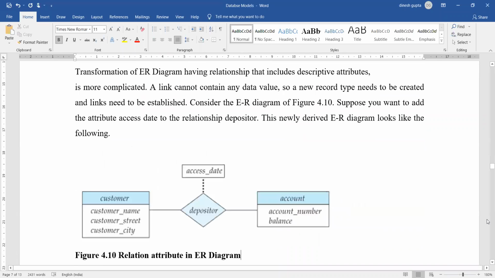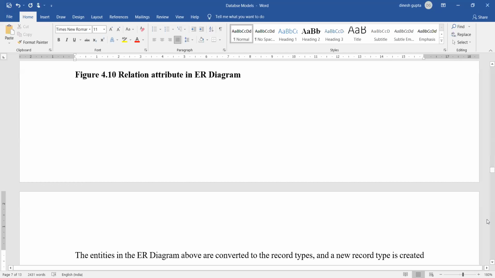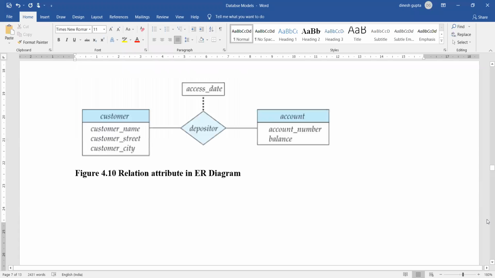So let's move further. Now, if you are given an entity relationship model, how can we convert that into a network model? Now have a look at this particular ER diagram. I hope it is very clear. Can anyone please type in the chat window what is the meaning of access date in this particular ER diagram?